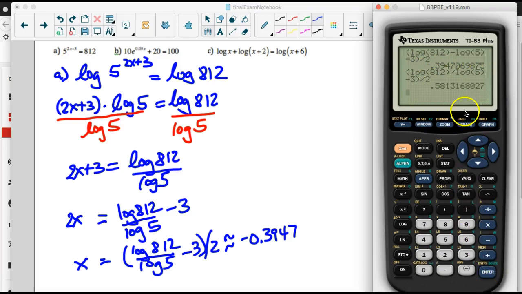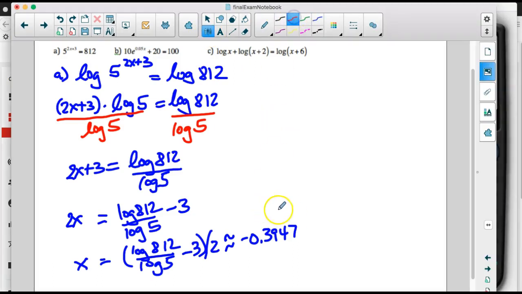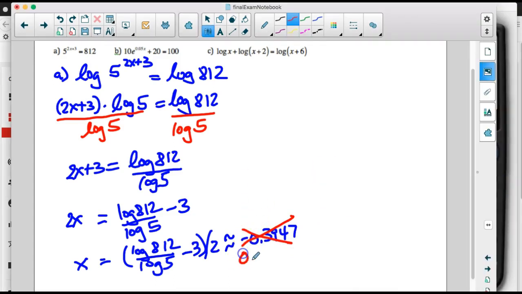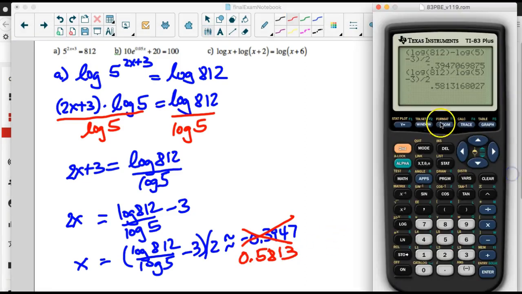Push enter, there's the answer. So this is a good thing that we verified this, because this is not the answer by the calculator. Calculator is 0.5813. So I typed it in wrong. It's 0.5813. And if we look at the graphing part of it, that's what it said when we did second calculate.